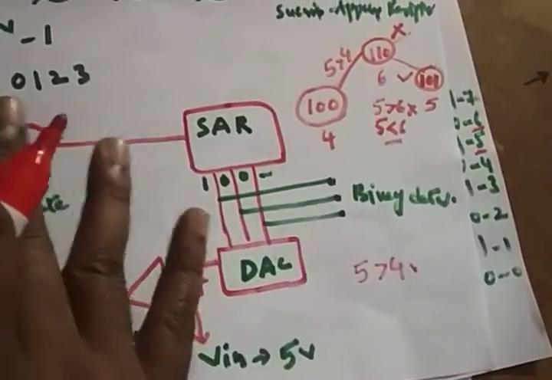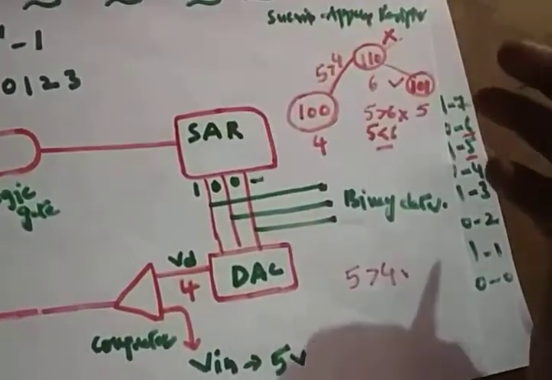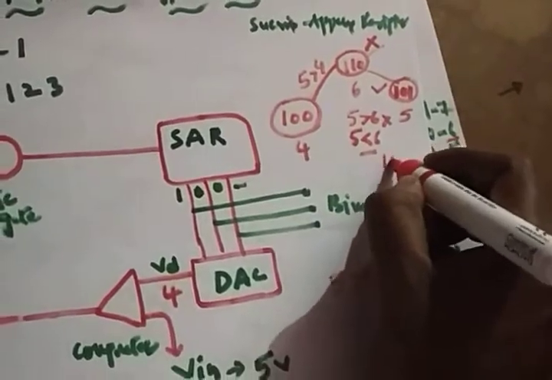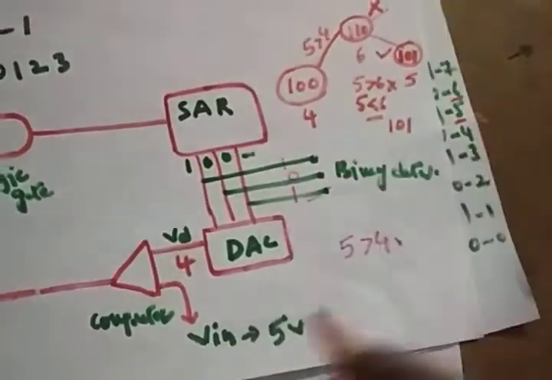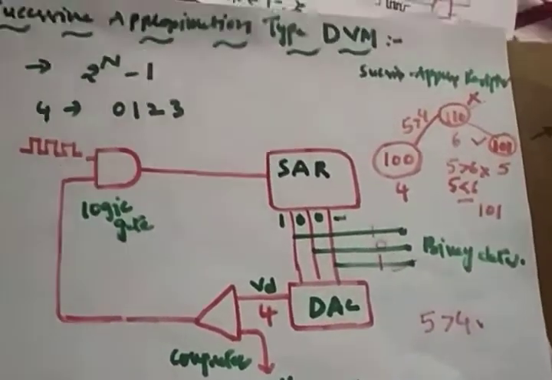What is the output of the comparator? The comparator output is 0. What about the AND gate? Definitely there will be no result from the AND gate. Then the successive approximation register will display the result as 1 0 1 on your display screen. Hope it's clear. I'll clearly explain one more example.